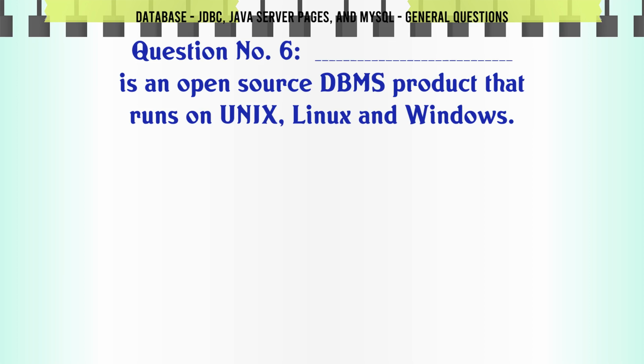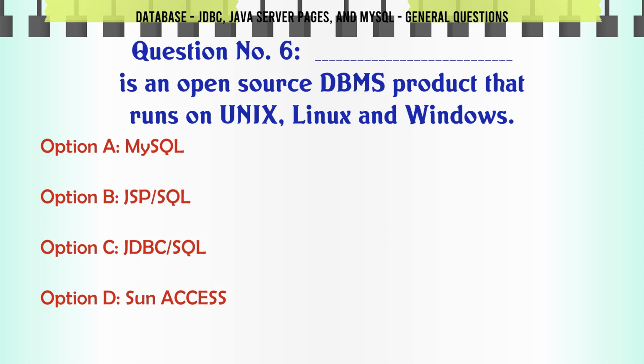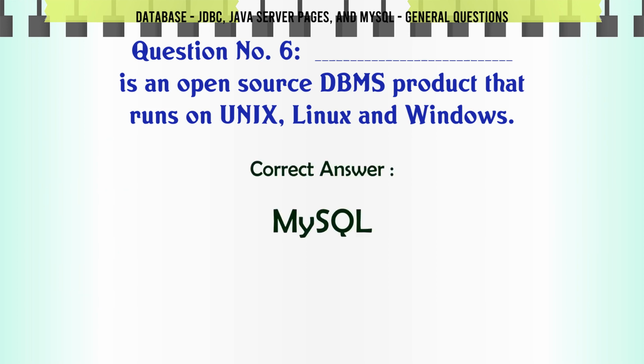Which is an open source DBMS product that runs on Unix, Linux and Windows? A. MySQL. B. JSP-SQL. C. JDBC-SQL. D. Sun Access. The correct answer is MySQL.